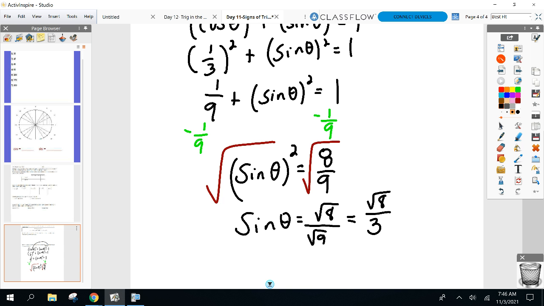By the way, keep it positive or negative? Why? Tell me why. First quadrant, and we found sine. Good. There you go. So I at least wanted to finish up number 4 going into tomorrow.